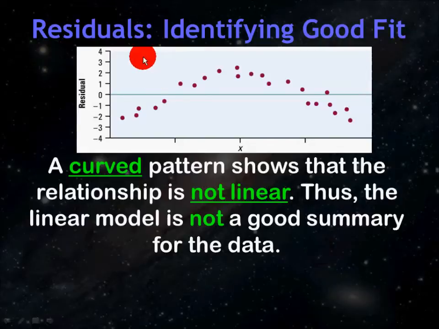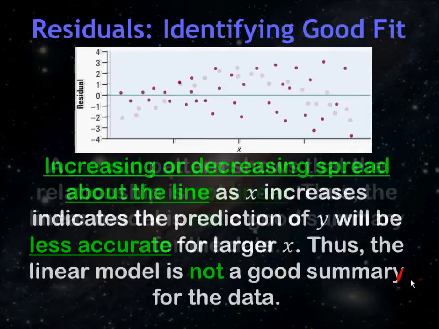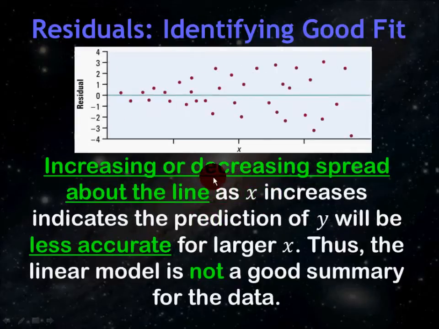So again, random scatter, good for linear regression. Curved on a residual plot, not good. The other thing that's not good is to see increasing or decreasing spread about the 0 line as x increases. This indicates that the prediction of y will be less accurate for larger values of x. Again, if this is the case, the linear model is not a good summary for the data.